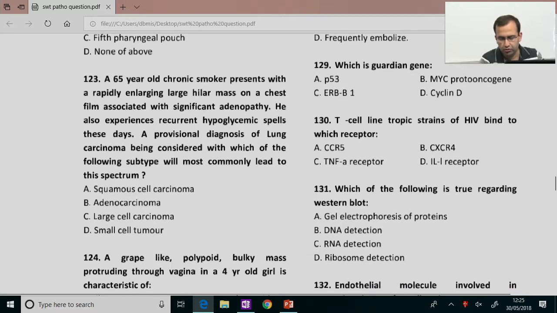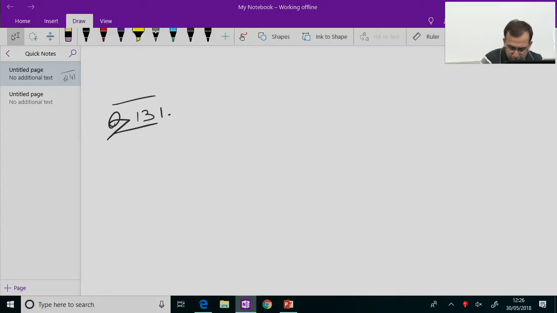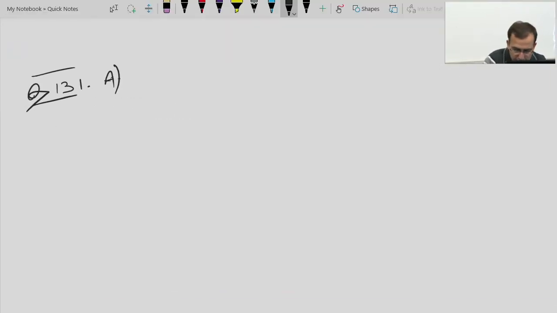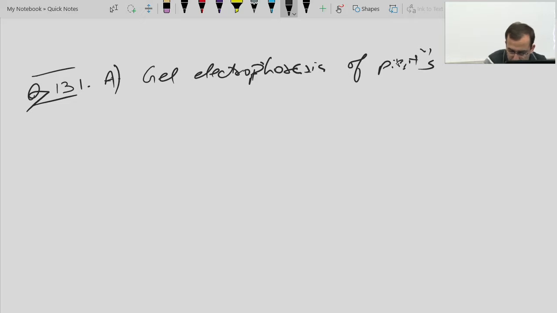Which of the following is true regarding Western blot? Western blot is used for protein detection. It is gel electrophoresis of proteins. So the answer is A, that is gel electrophoresis of proteins.